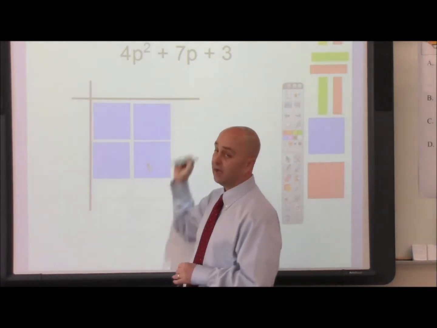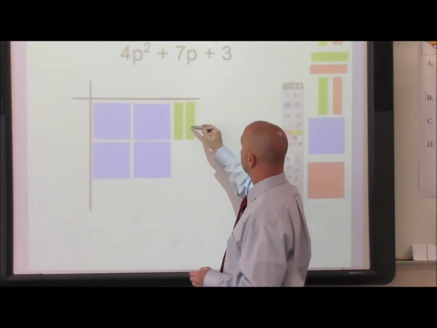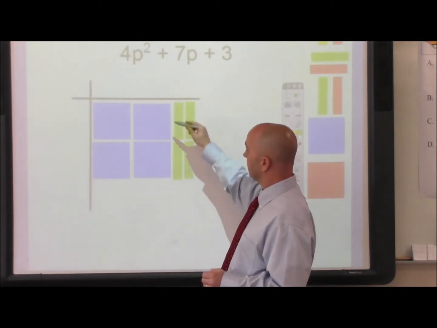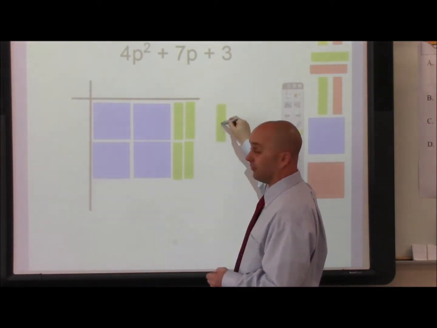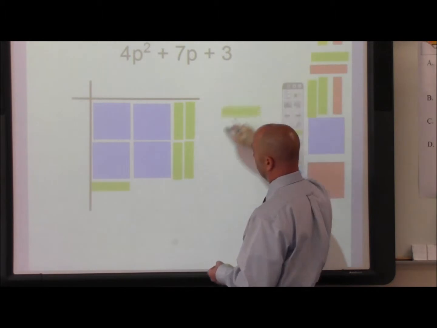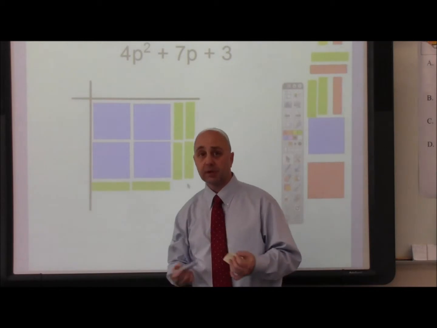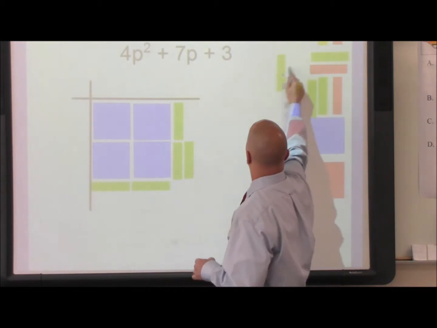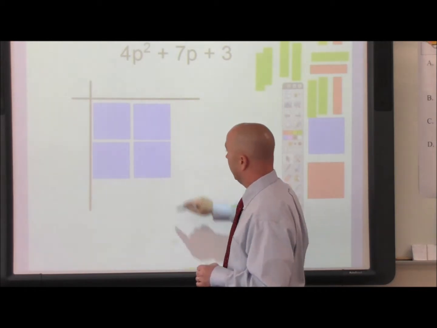And I need to fit 7 x's or 7 p's in there. So I might go something like this. 2 there, 2 there. And that's still a rectangle so far, but I need 3 more. So if I put 1, 2, and then I have 3, it's not going to work. So maybe I'll try putting some down here to complete the rectangle. And there's 2, 4, 6, and I still need 1 more and it won't fit there. So by a little bit of trial and error, I figure out that I can't make it with a 2 by 2 with these squares here, which is no big deal. I'll just move these aside and try a different arrangement.